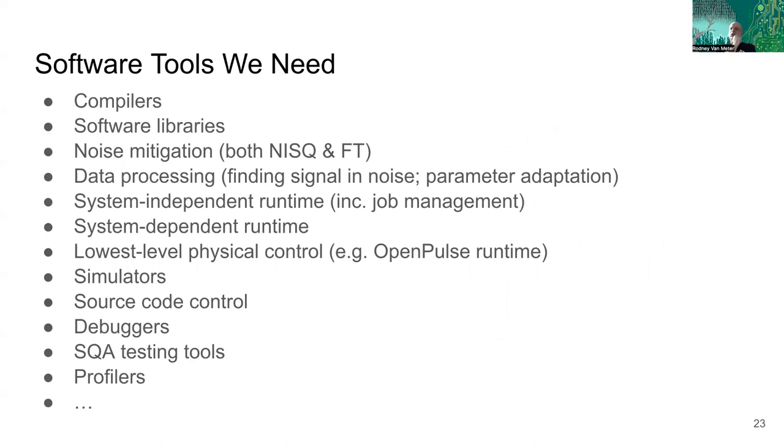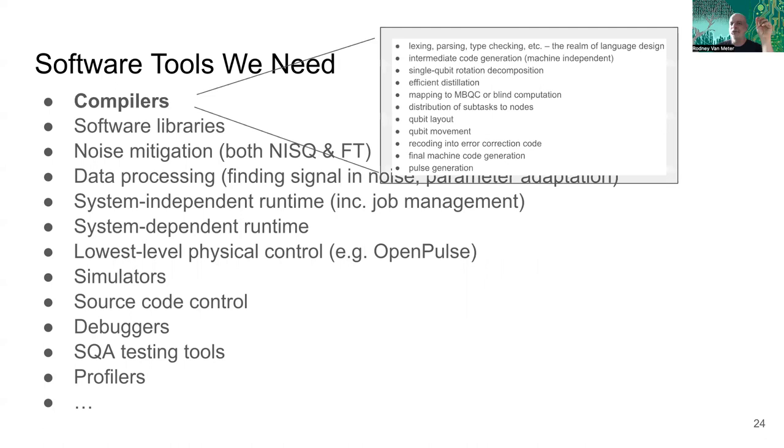But it's not just hardware. We also have ultimately a need for a software BOM, a software bill of materials, a whole set of things that are going to be needed to build these large scale computers. And so this is a partial list: compilers and software libraries and noise mitigation and debuggers and all of these sorts of things. And each one of these items here is not just one single tool or application or one single problem that has to be solved. Inside of this, there's a whole set of subproblems that people have to work on. And we ultimately have to build systems that function end to end for this.